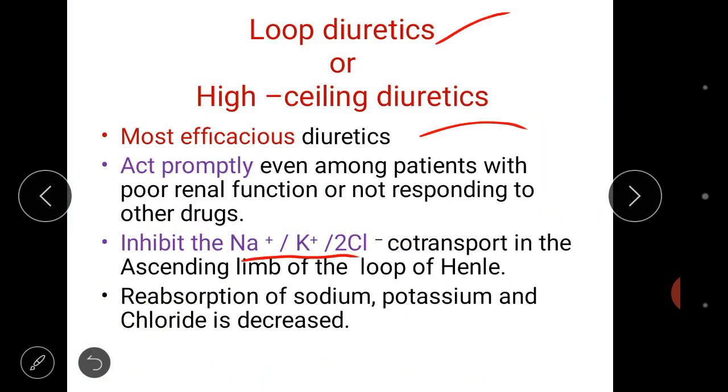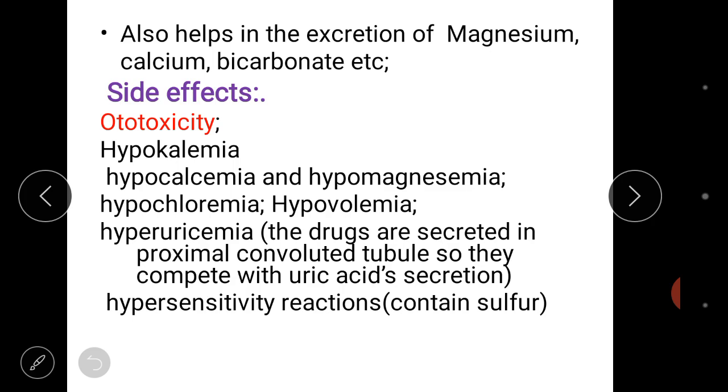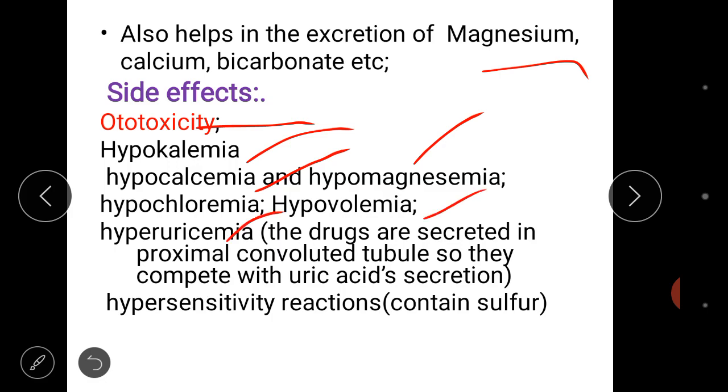Reabsorption of sodium, potassium and chloride is decreased because this cotransport is inhibited. It also helps in excretion of magnesium, calcium, bicarbonate, all those ions. Side effects: ototoxicity, ear infection, hypokalemia, hypocalcemia, since calcium reabsorption is also inhibited. They inhibit magnesium reabsorption too, hypochloremia, hypovolemia, so blood volume is also less. Hyperuricemia. See, these drugs are secreted in the proximal tubule, so they compete with uric acid secretion. Hypersensitivity reaction, since it contains sulfur.